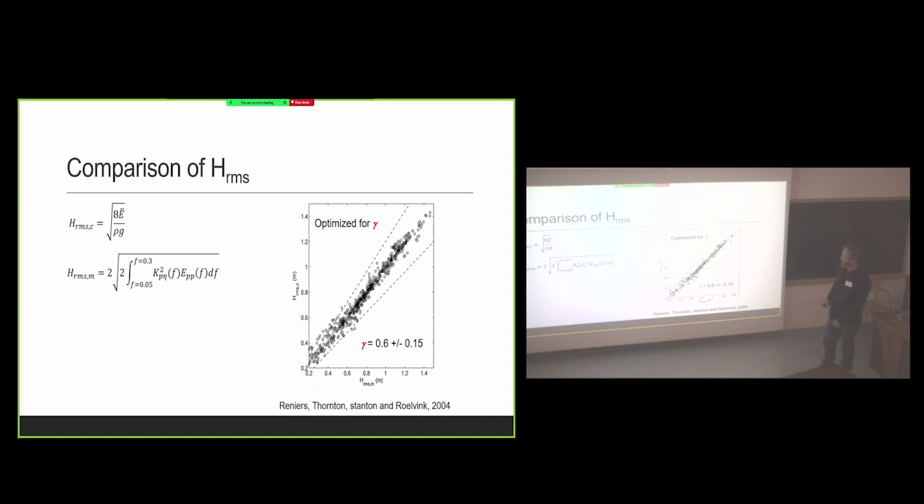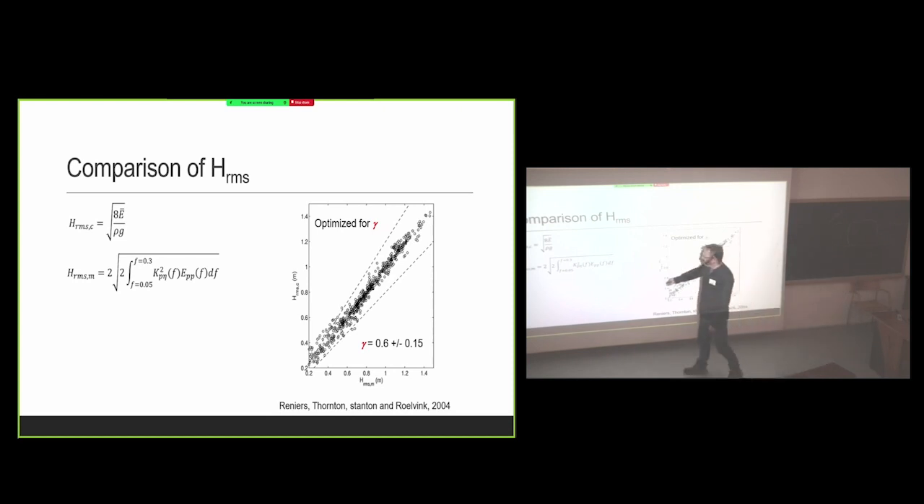For this particular case, I actually optimized this gamma because I was interested in the return flow. I'm not talking about the return flow today, but the objective was to get a very good estimate of the return flow, which is a function of wave breaking and the mass flux. If you optimize it for this one beach and these conditions, you get a gamma where the mean is 0.6 and the variation is 0.15.